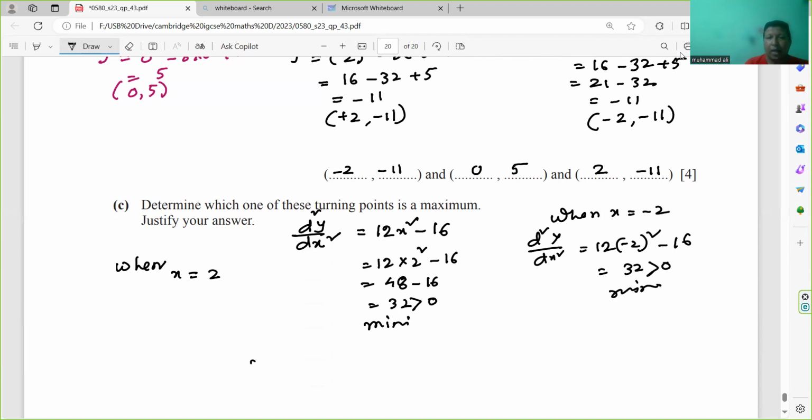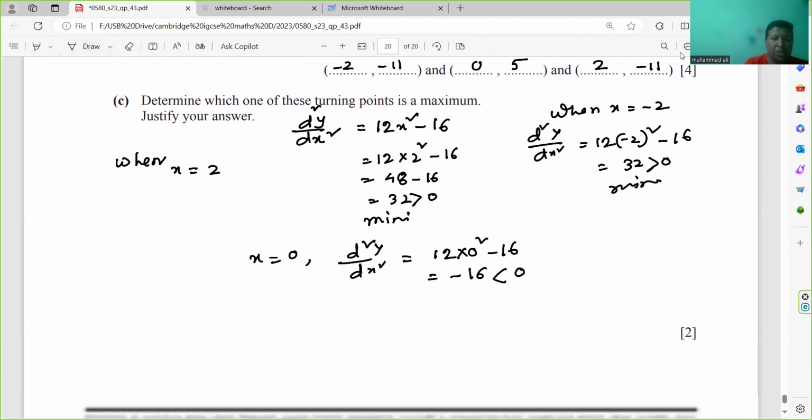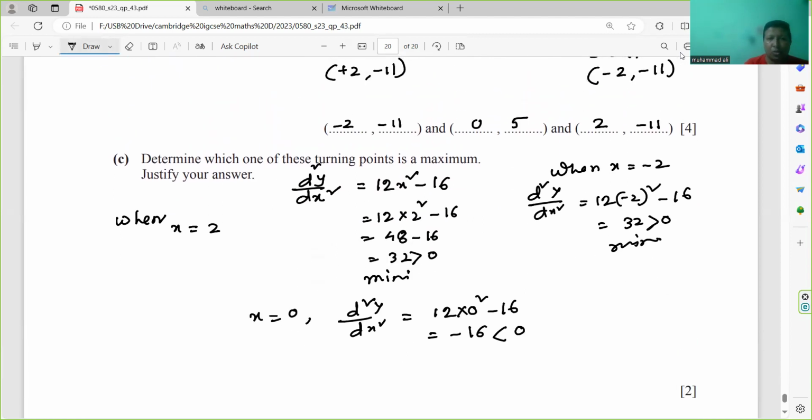But when x equals 0, d squared y by dx squared equals 12 into 0 squared minus 16, that means minus 16. This is less than 0. That means this turning point is maximum. So (0, 5) is the maximum turning point.